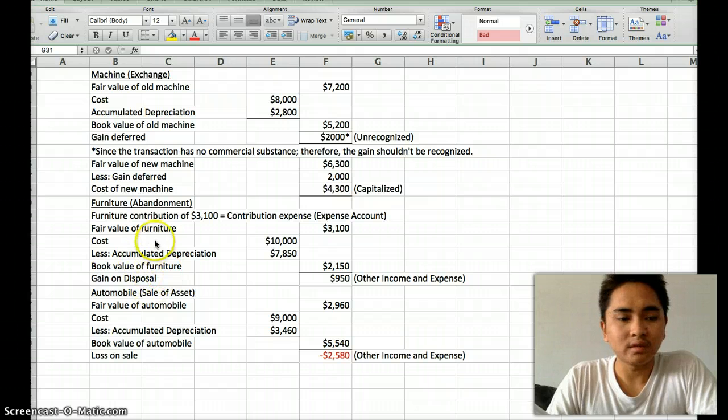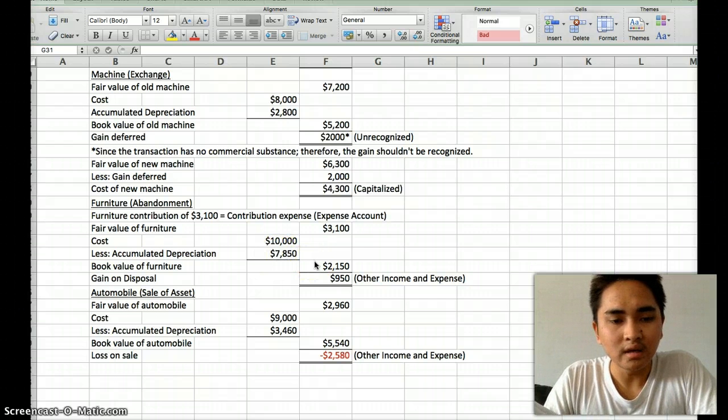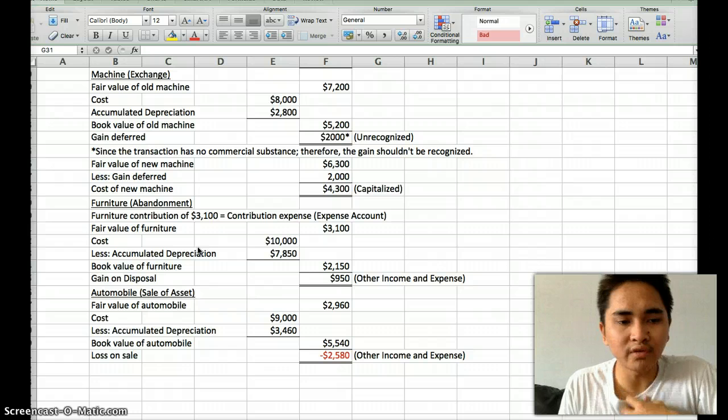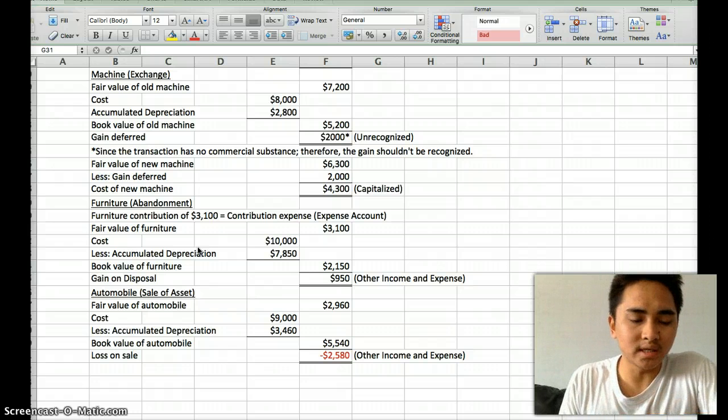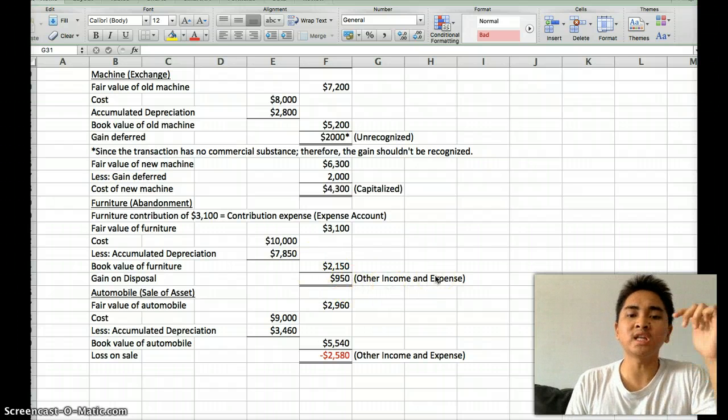And for the gain or loss of the disposal, I put the fair value of furniture at 3,100, and I subtract the book value, which is 10,000 minus 7,850, so the book value of furniture is 2,150. The deduction of the fair value and the book value, as we know, is the gain or loss of the disposal, which in this case is a gain, and this amount of 950 goes into the other income and expense account within the income statement.